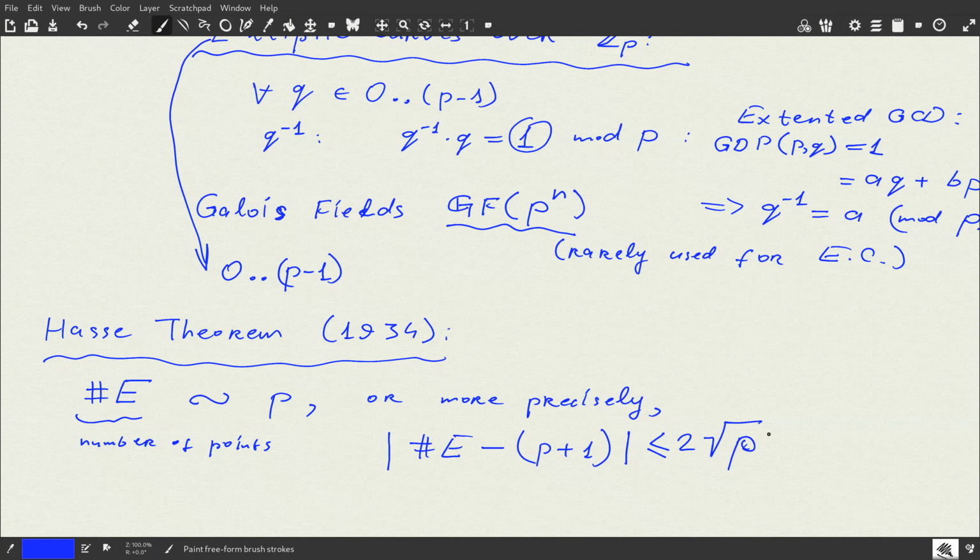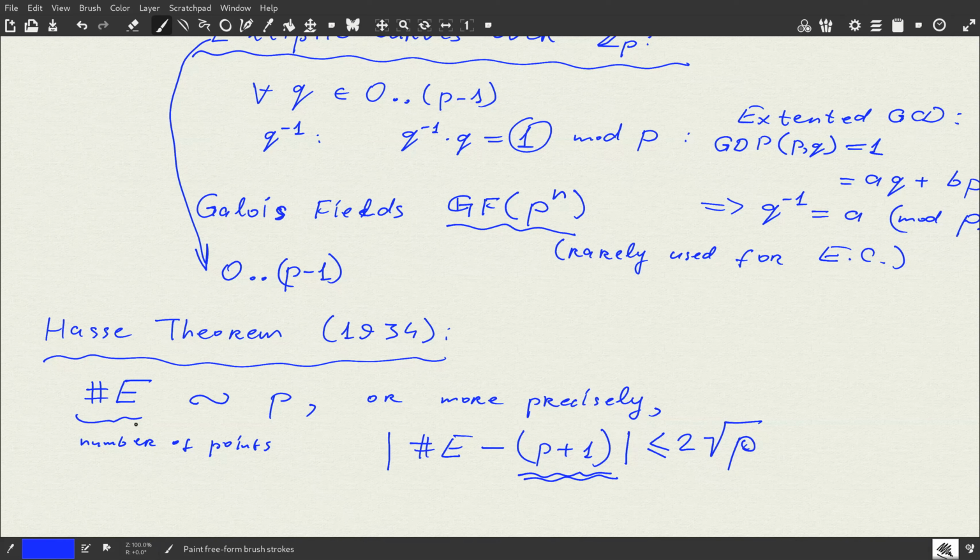Obviously, as p tends to plus infinity, this central estimate p plus 1 dominates the interval size. So the relative discrepancy becomes smaller and smaller. It will be like 2 square root of p divided by p plus 1, which tends to 0 as p tends to infinity. So that's the number.